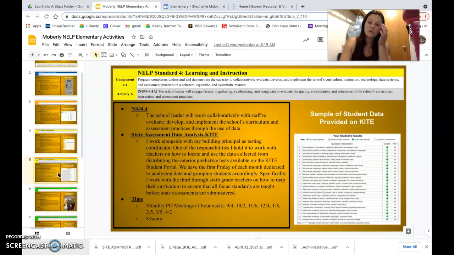Okay, we also use our data from our interim predictor tests that we do through KITE. We use that to guide our instruction throughout the year. Those are given 3 times a year, and then we go over that data and look at how we need to guide our instruction and what we need to reteach, things like that.